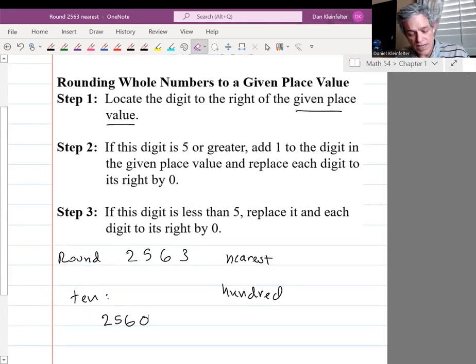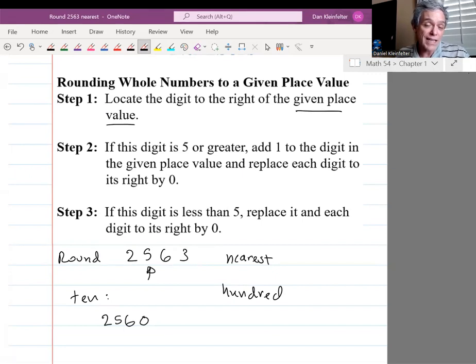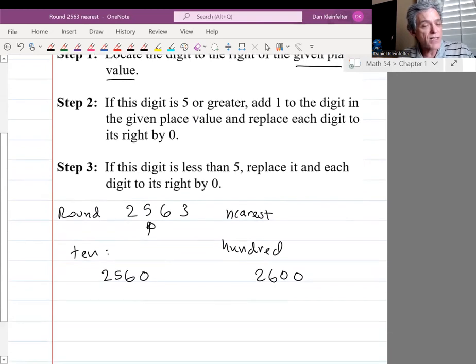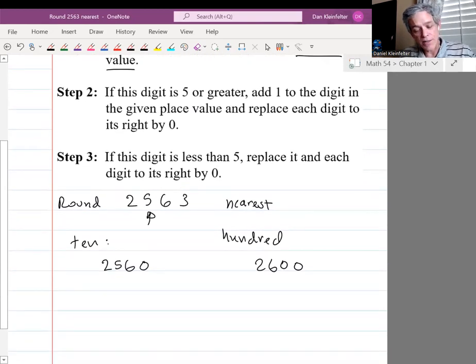Okay, so let's try that again. If we rounded to the nearest 100 instead, then the place we're talking about is the 5. That's in the hundreds place. Now the digit to the right of that is the 6. The 6 is more than 5, so we're going to add 1 to the given place value, so that should be 26, and then the digits to the right will turn into zeros. So 2,600 would be the nearest.